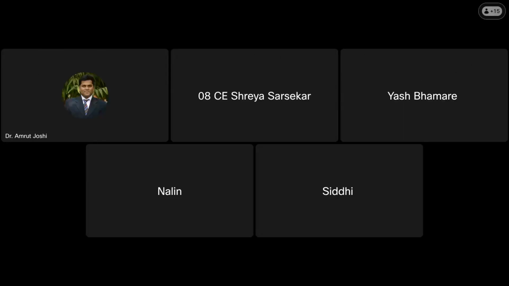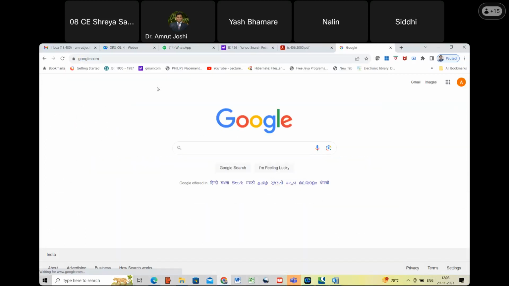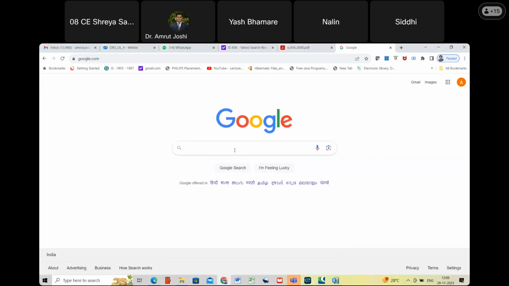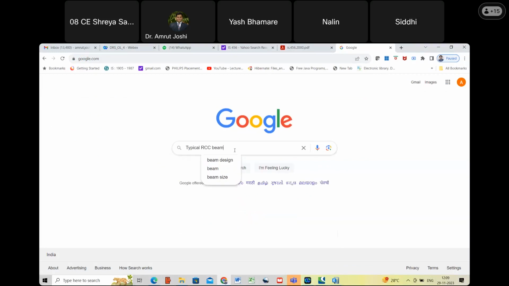So I hope you are now able to see the IS code. Are you able to see that, sir? Just a minute. Share contents, share screen. Are you able to see the IS search window? Yes, sir. So typical RCC beam reinforcement photos.